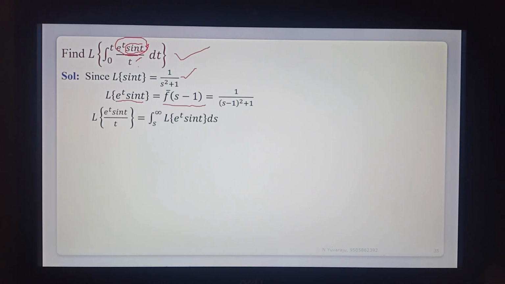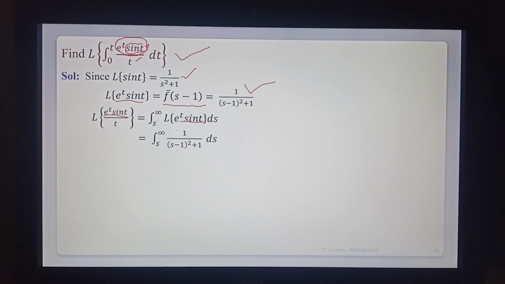So now using, again this is f of t. Okay? That is equal to here, this is L of f of t by t, division by t. So formula is integration s to infinite L of f of t. Here f of t is equal to e power t sin t. So this is already finding L of f of t, and this is f of s. Okay? This replacing integration s to infinite, this is equal to 1 by s minus 1 whole square plus 1 into ds. This is the assumption f of s.